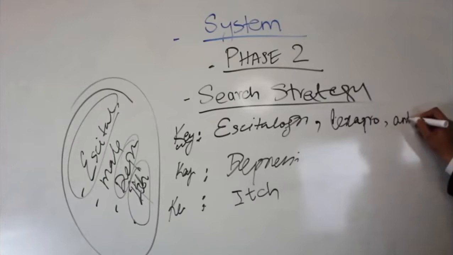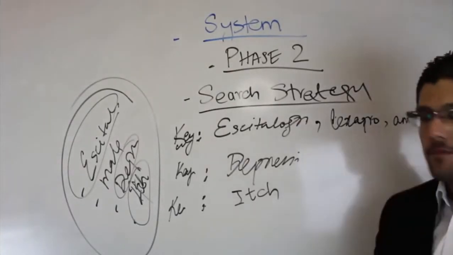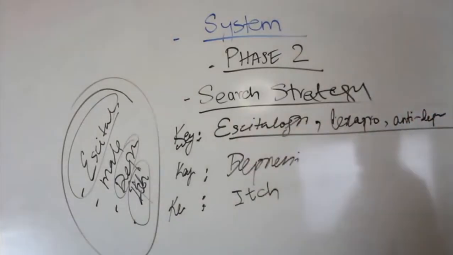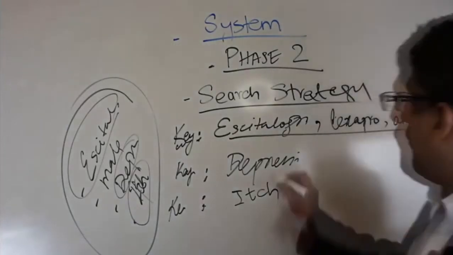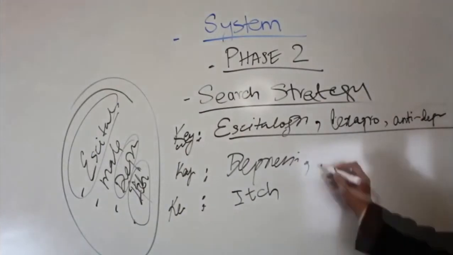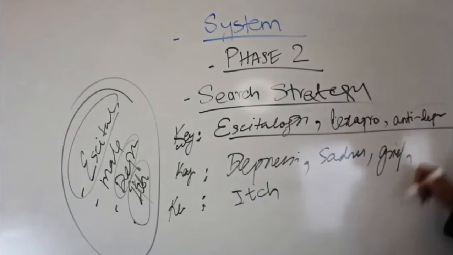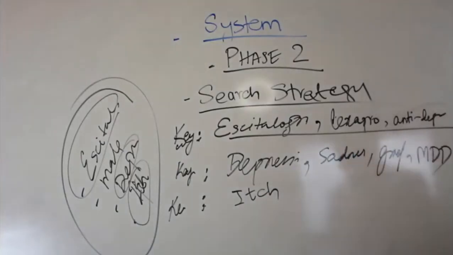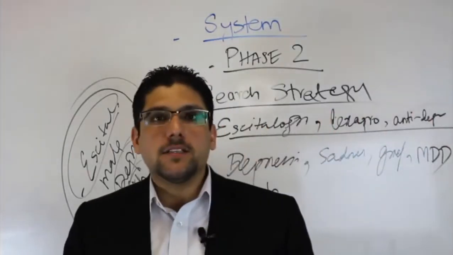And what else? Antidepressant? Anti-anxiety? You can go up to 3, 4, maybe 5 keywords. Just think about it. Now, second keyword, depression. Can there be something similar to depression? Sadness, grief. What else will give me more papers related to depression? Major depressive disorder, MDD. The whole name, major depressive disorder. Dysthymia. Some other terminologies similar to depression.